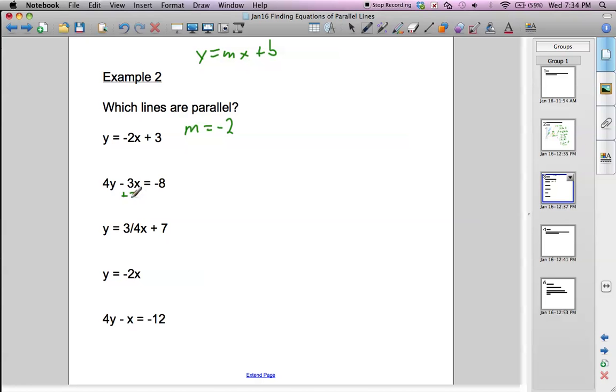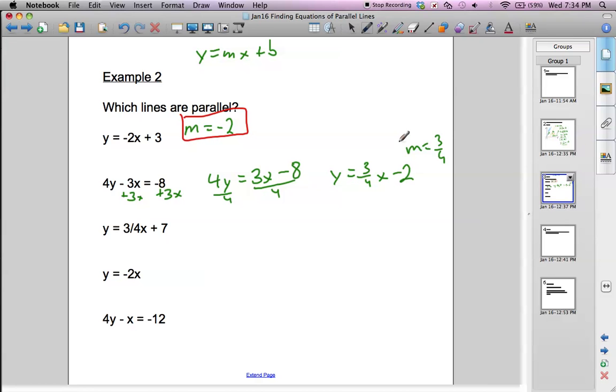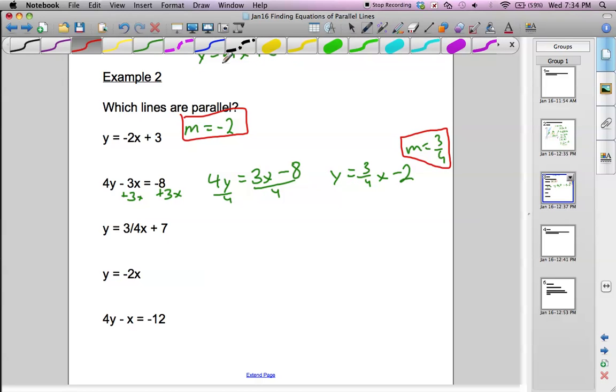So I can add 3x to both sides, and we get 4y equals 3x minus 8, then divide by 4, and we get y equals 3/4 x minus 2. So the slope is equal to 3/4. Let me put that in red. So the slope for the first line is negative 2. The slope for the second line is 3/4. They're not the same, so those two lines are not parallel.